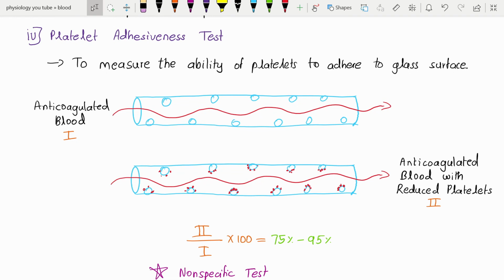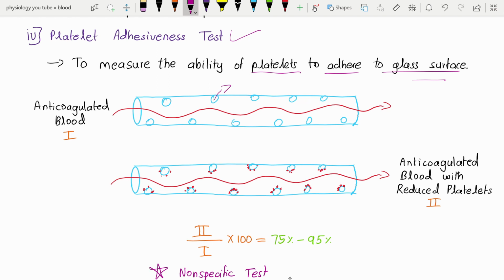Next comes the platelet adhesiveness test. This is also platelet property. Adhesiveness is the property of the platelet. It is to measure the ability of platelets to adhere to glass surfaces. As we mentioned here, glass surface, we need some glass tubes. These glass tubes are containing some glass beads.